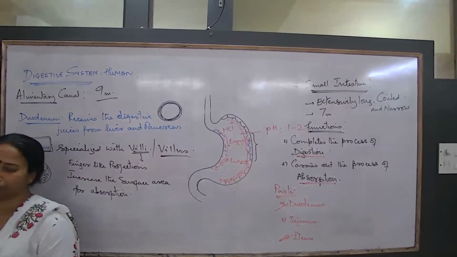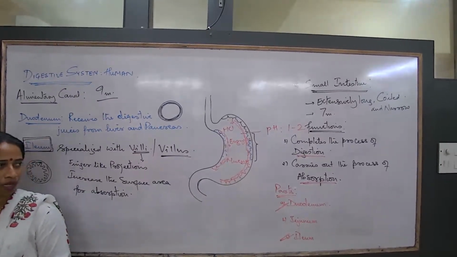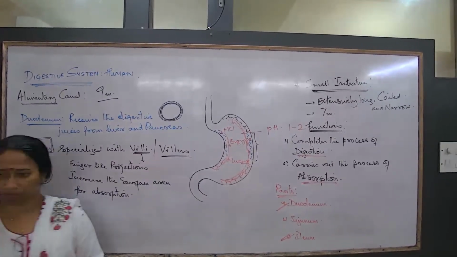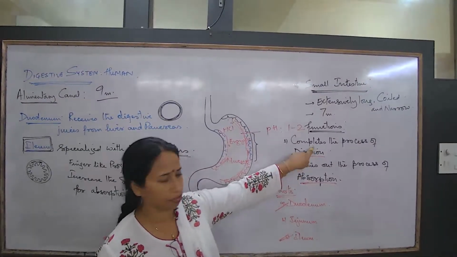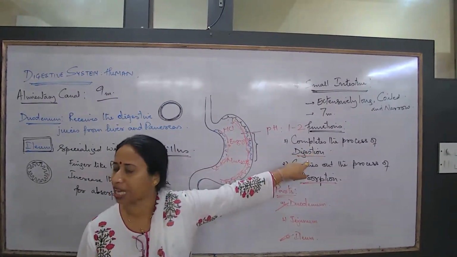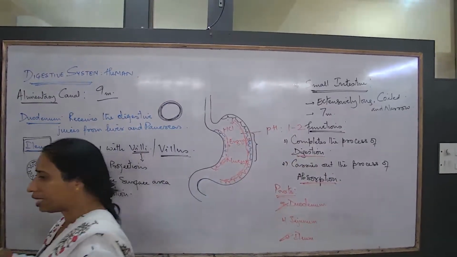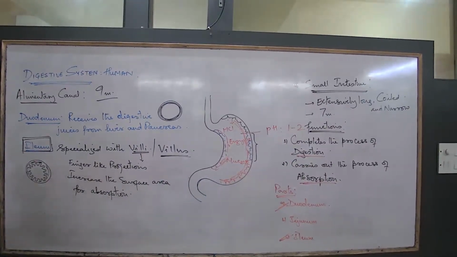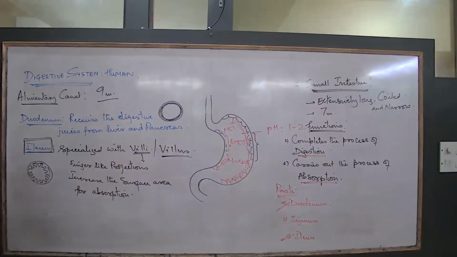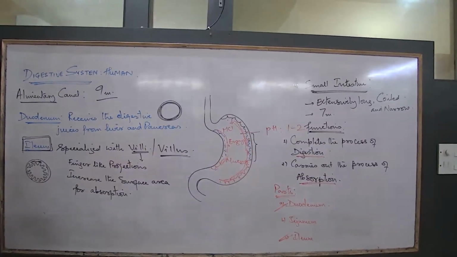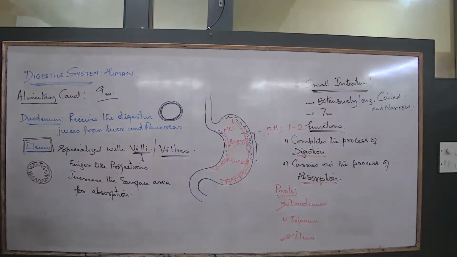Two functions of small intestine, I suppose all of you must have noted down. This is what is asked: mention two functions of the small intestine. What are you supposed to write? Small intestine is that region of the alimentary canal where the process of digestion is all complete, many, many steps. And number two, carries out the process of absorption.